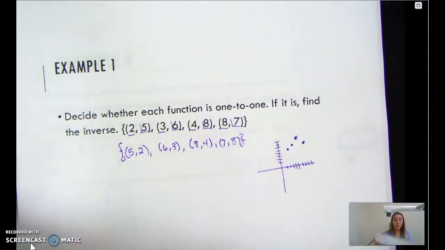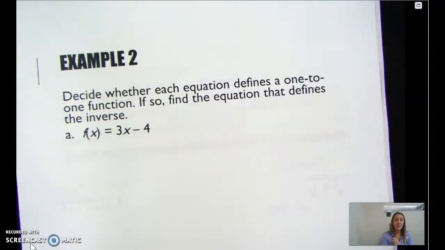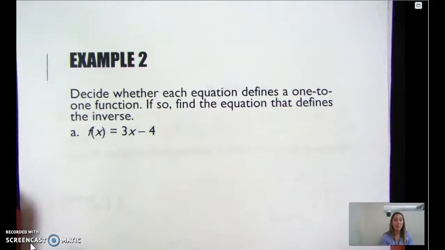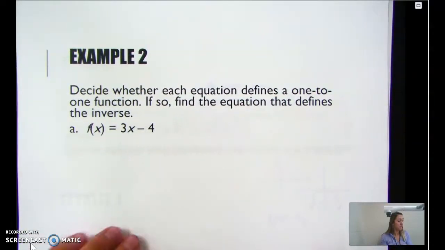All right, so now get this example in your notes. We're going to decide whether or not this is a one-to-one function. So go ahead and hit pause if you need to, but let's put this in our notes.